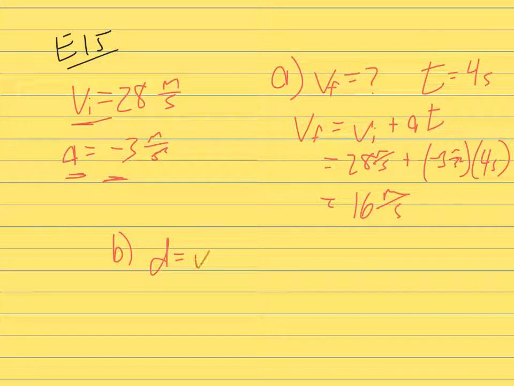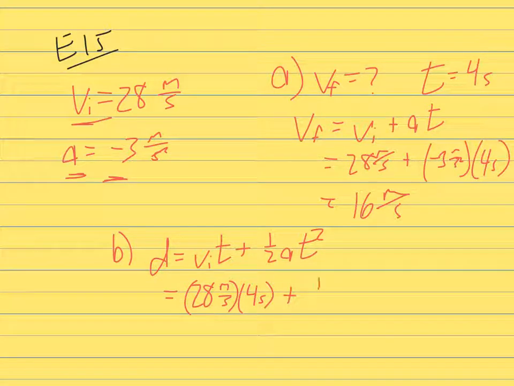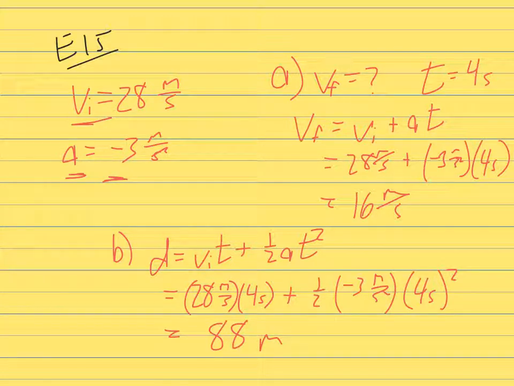Distance is equal to v initial times time plus 1/2 a t squared. So v initial is 28 meters per second times 4 seconds plus 1/2. The acceleration is -3 meters per second squared times time, 4 seconds, squared. When you plug those numbers into your calculator, you should find a distance of 88 meters traveled. Answer 1, answer 2.